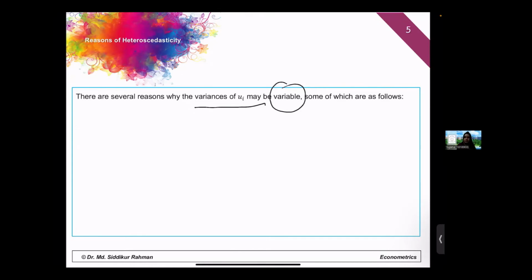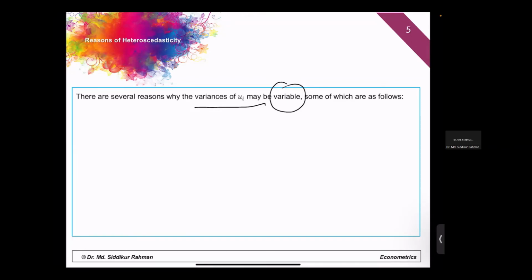Sir, variable means it may be changed. The error term may be changed. Exactly. So this is non-constant. You can change the sentence to: the variance of the error is not constant, or the variance of the error may be inconsistent, right? So this is heteroskedasticity, right?